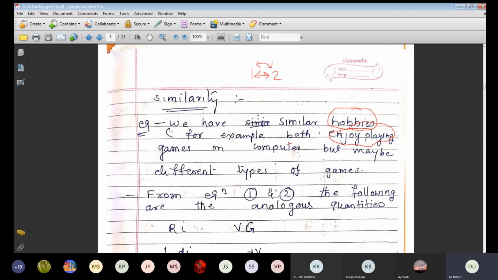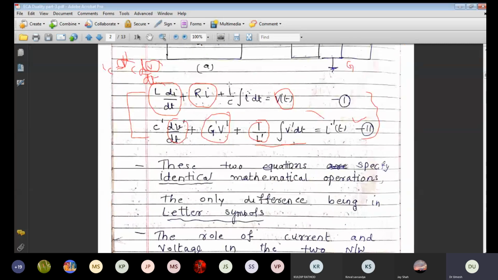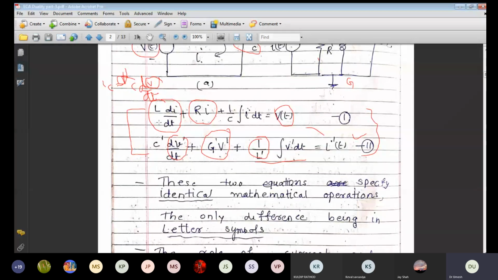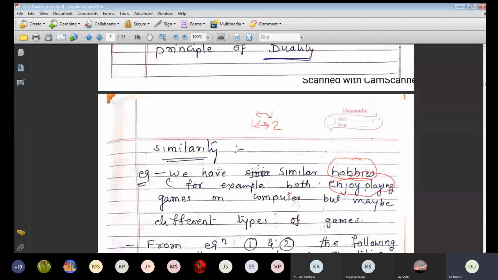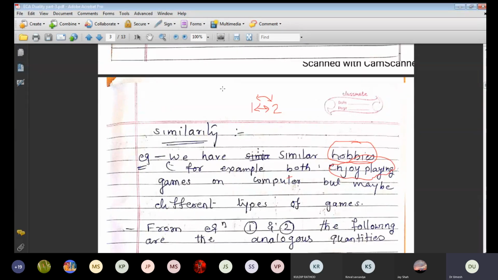That means the hobbies are the same, but the game they are playing is different. So here, also, you can observe this equation. In this equation the format is the same. Format means hobbies same, but the parameters R and G are different, C and L are different, L and C are different, right? So that parameter, if I replace this, suppose this game 1, that is G1 and G2.